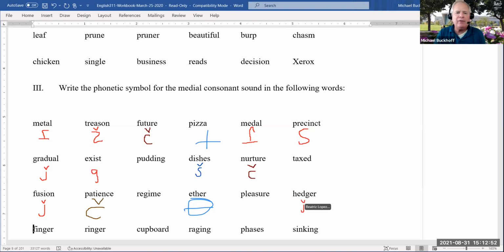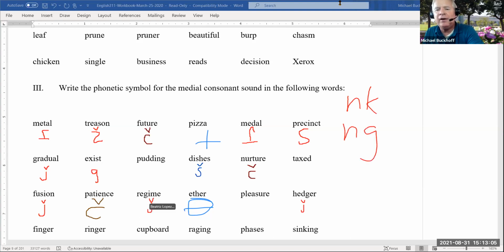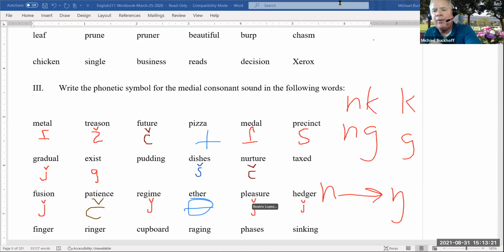Now, see if I can give you a tip here. Here is the tip of the day. Let me make sure I can annotate here. If you have an N and a K, or you have an N and a G, the N occurs before the G, or the N occurs before the K. This N will change to this particular sound here. Why is that? If you look at the consonant chart in your textbook, the K and the G are both velar consonants. Velar means the tongue bunches up and touches the area behind the hard palate, that area that gets really mucusy when you have a cold. That's the velar area of the roof of the mouth.